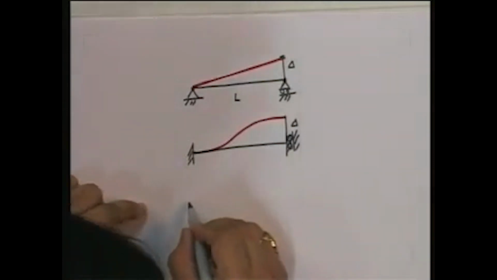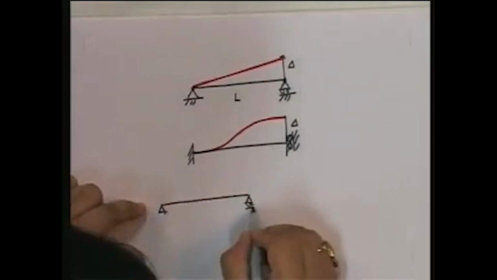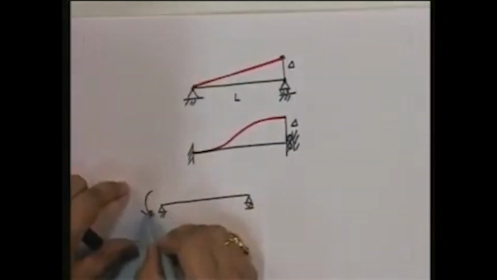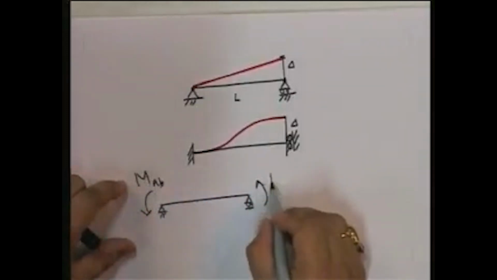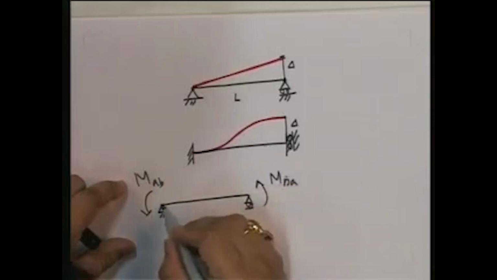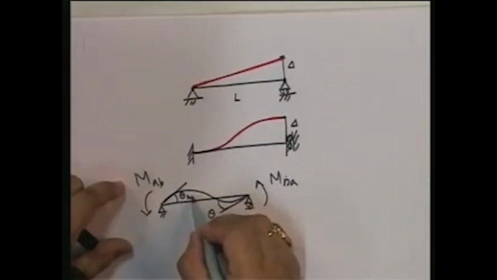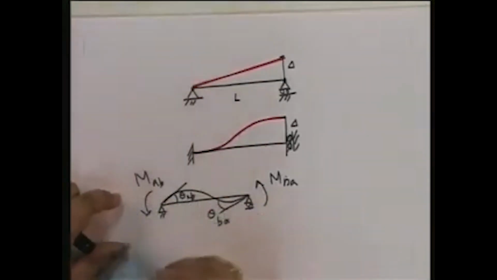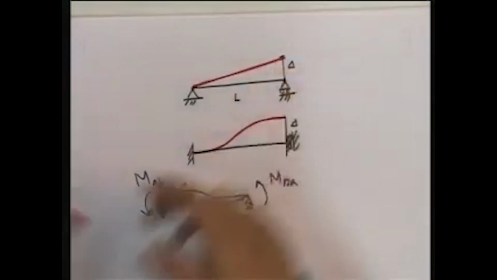Remember that when I had this under an application of MAB and MBA, what happened? It went like this, where I got theta BA and theta AB, and I know the relationship between theta AB and psi. So let me take this situation. What I am going to do is, you see this is a small displacement, so it doesn't really matter.